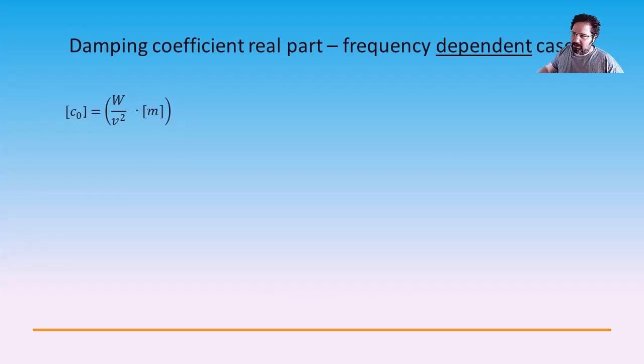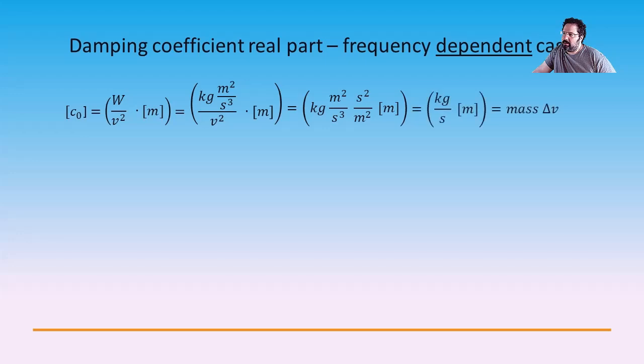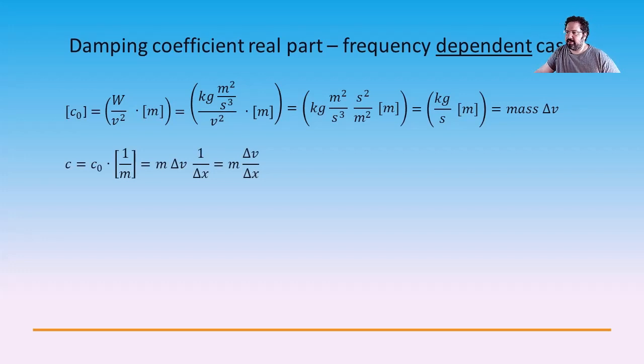As for the C0 term, we can develop it in this way, and we end up once again with mass times delta V, or mass times velocity, so that C is equal to C0, 1 over meters, which is mass times delta V times 1 over delta X, which is once again this formula. What delta X is, is at the moment unknown.